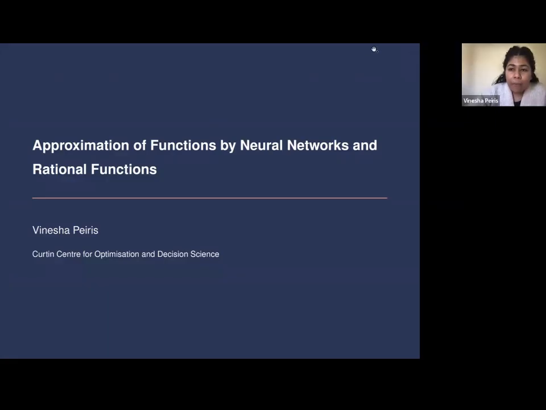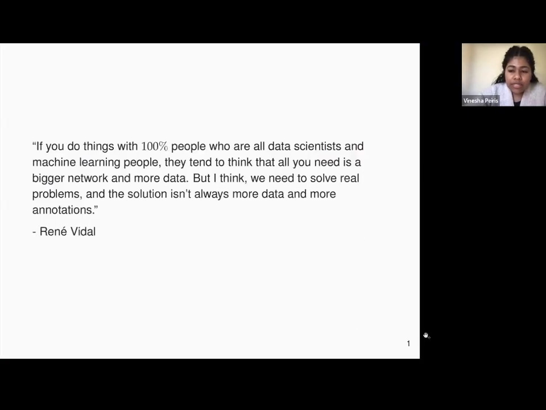So I will kick things off with this quote by René Vidal, who is a great machine learning researcher. He once said, if you do things with 100% people who are all data scientists and machine learning people, they tend to think that all you need is a bigger network and more data. But I think we need to solve real problems, and the solution is not always more data and more annotations.